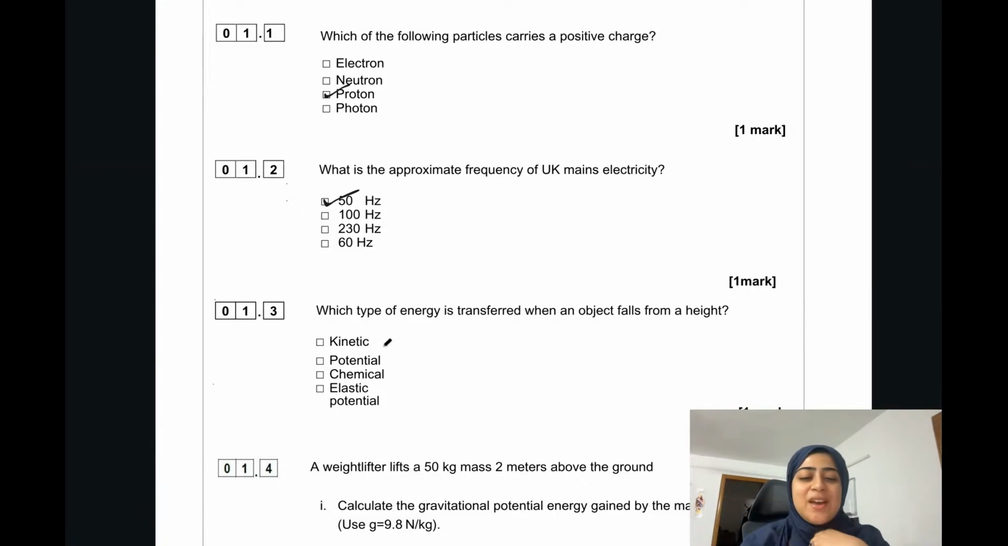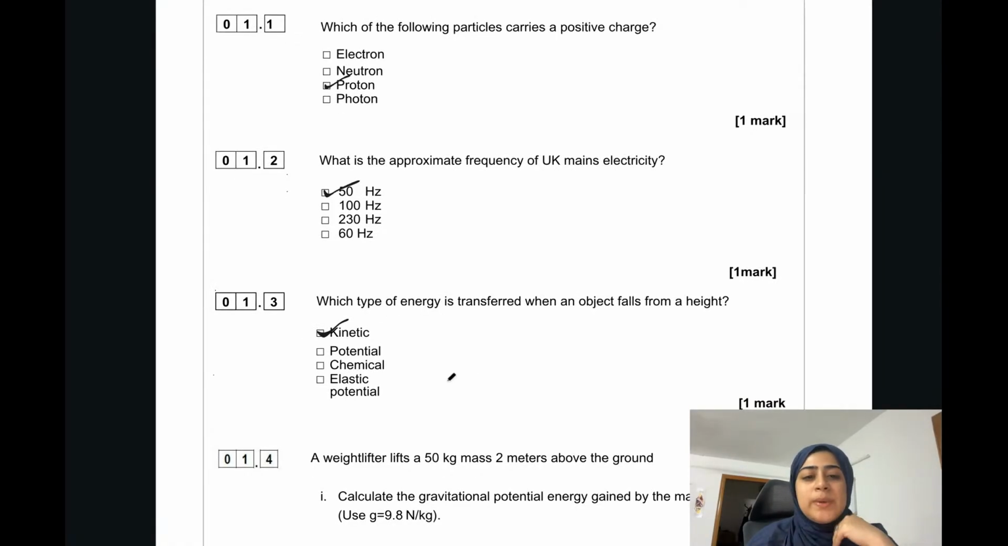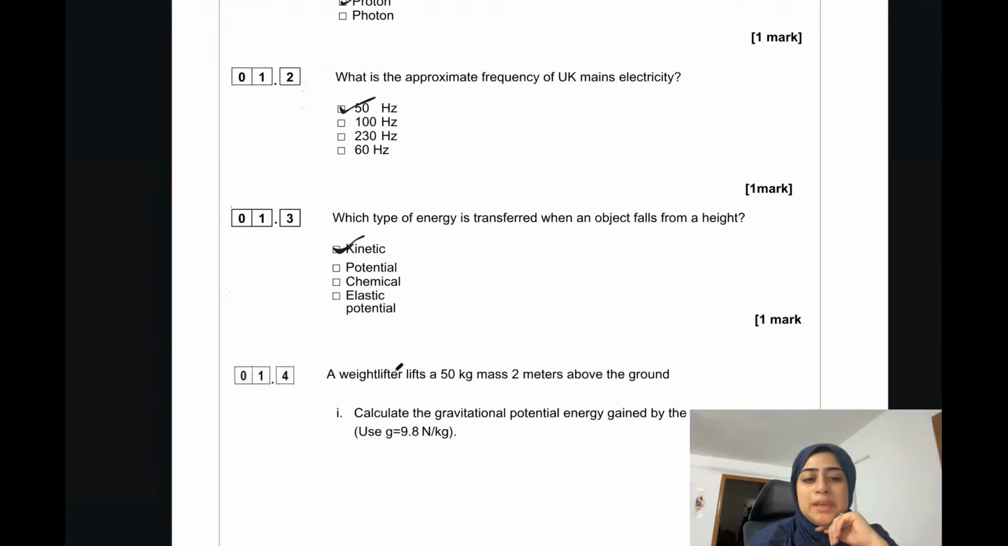Okay, the third question, it says which type of energy is transferred when an object falls from a height. Okay, so here it should say gravitational potential. It starts from gravitational potential and then it converts into kinetic. So this is a bit of a badly worded question, but it does convert into kinetic.